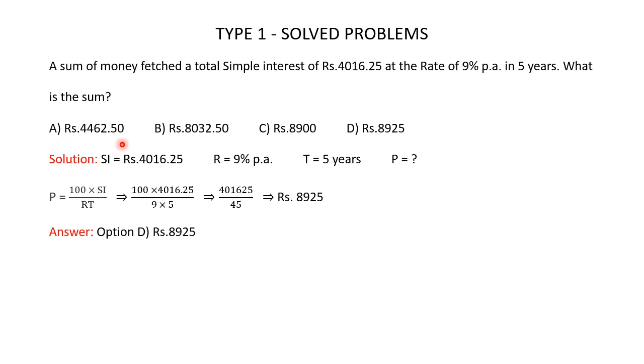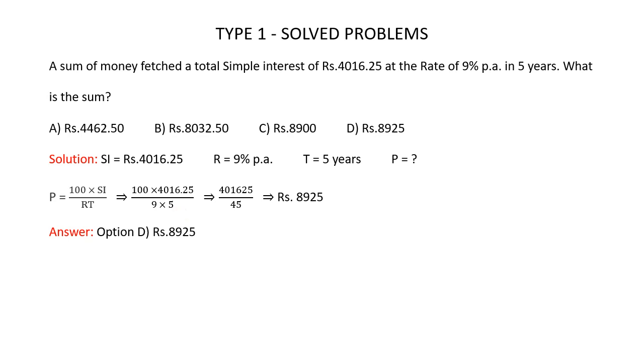Here you are given 4 options and you have to find out which of these options is the correct one. Now it's given that the simple interest is rupees 4016 and 25 paise. Rate of interest is 9% per annum and time is 5 years. We are asked to find the principal. Now the formula to find the principal is P is equal to 100 multiplied by SI divided by RT. Now substituting these values in the formula here, we get P is equal to 100 multiplied by 4016.25 divided by 9 multiplied by 5.